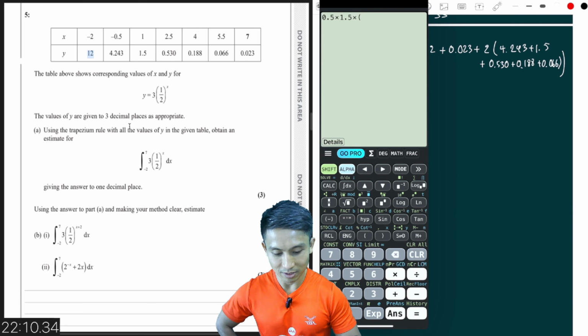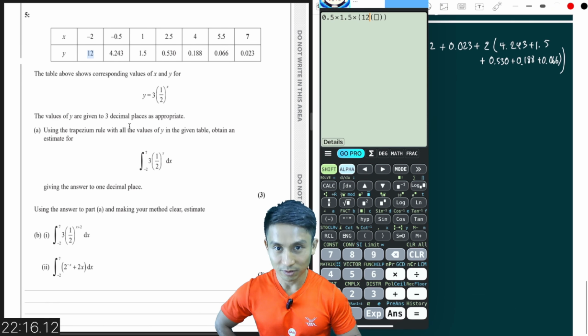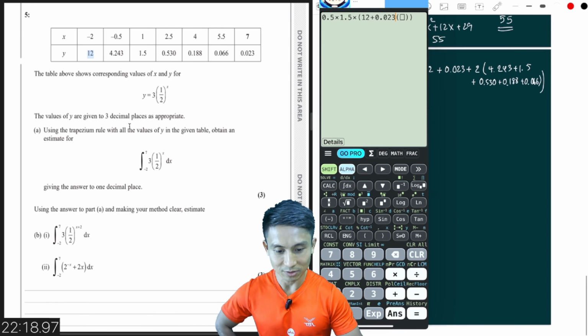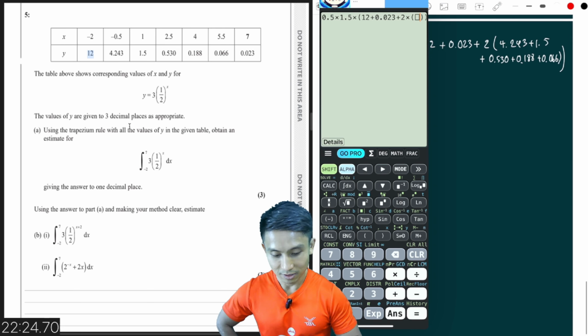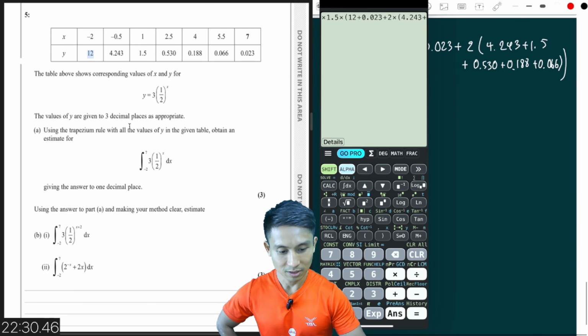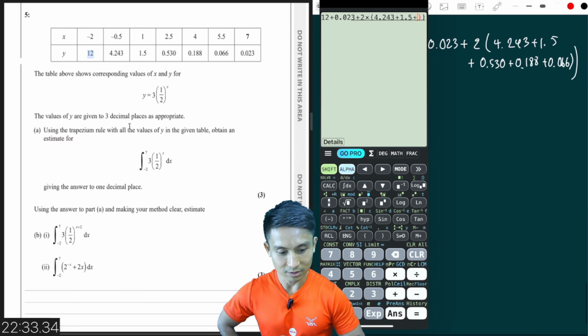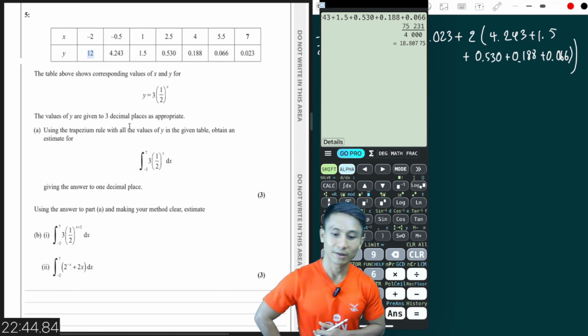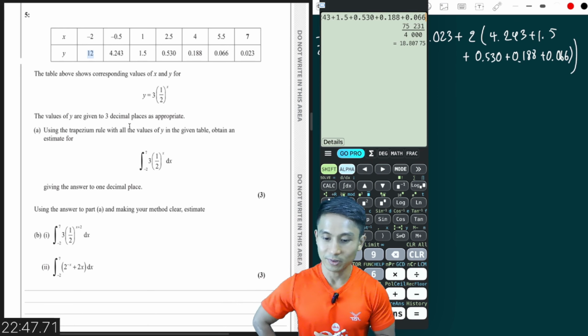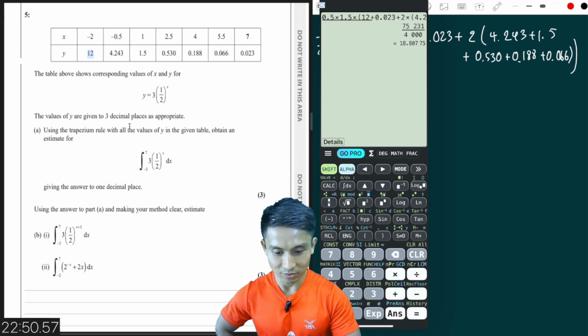Like bracket and then bracket, bracket, bracket, like that. So the first one is 12 plus 0.023, that's the last one, yeah? Plus 2 times in the bracket, and we put in the bracket here 4.243, yeah? Plus 1.5, yeah? Plus 0.530 plus 0.188 plus 0.066. Yeah, so that's everything, I think. Let me just double check my calculator entries here.